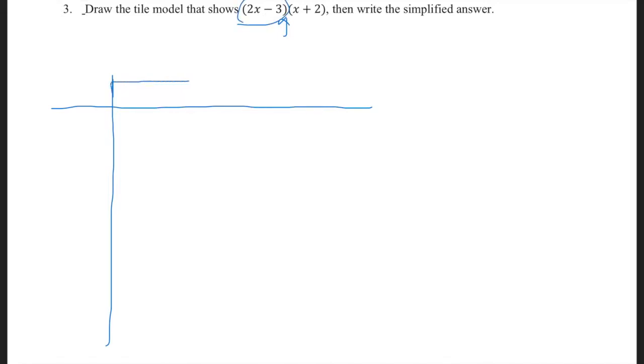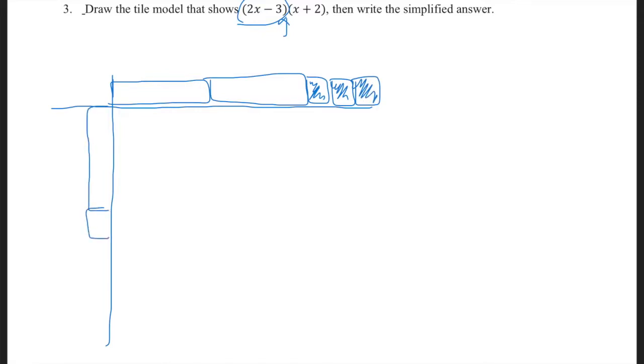Number 3 says to draw the tile model that shows 2x minus 3 times x plus 2. So remember that when we multiply, we use the box method. So in order to draw the tile method to show multiplication, we draw our box. So 2x minus 3 would look like this. Here's 2x, minus 1, minus 1, minus 1. And then x plus 2 on the other side, okay?